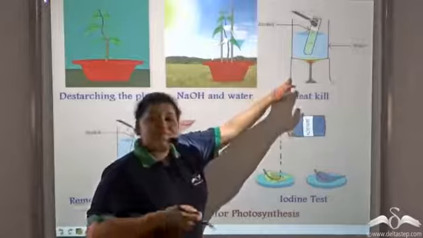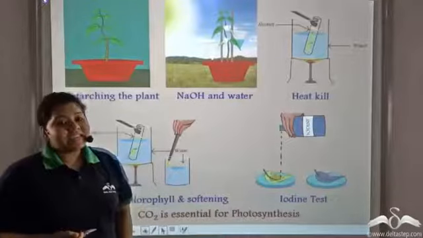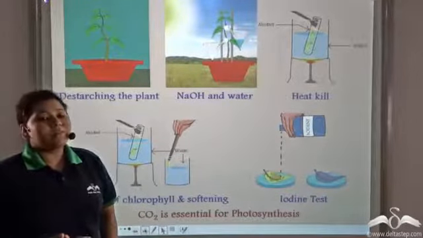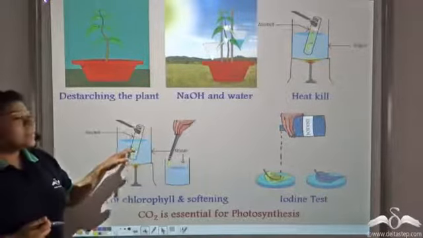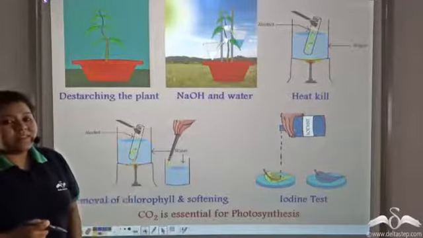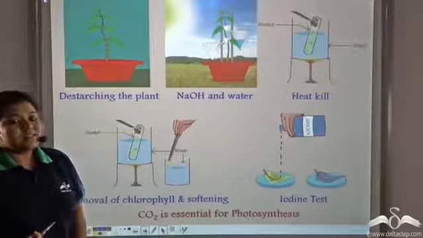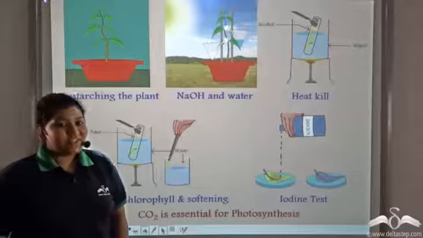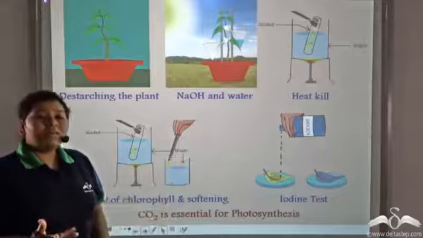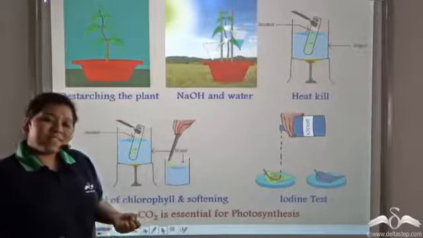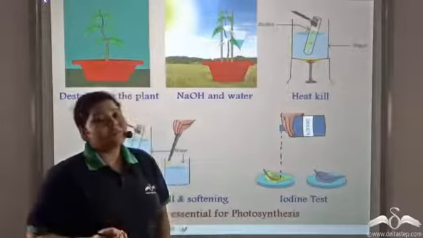Next, both the leaves were plucked and heat killed in warm water. By heat killing, the cells become more permeable to the iodine solution. After heat killing, these leaves were placed in alcohol where the chlorophyll was removed and the leaves became colorless and brittle. To get rid of this brittle nature, the leaves were again placed in boiling water so that now the leaves were softened.